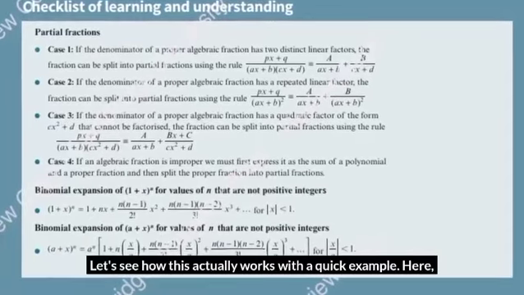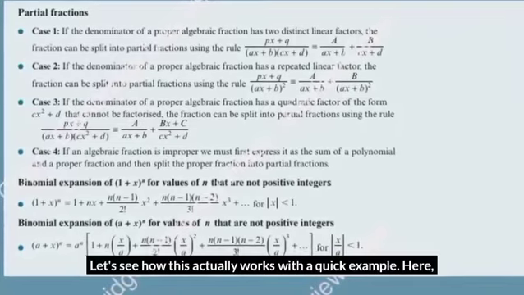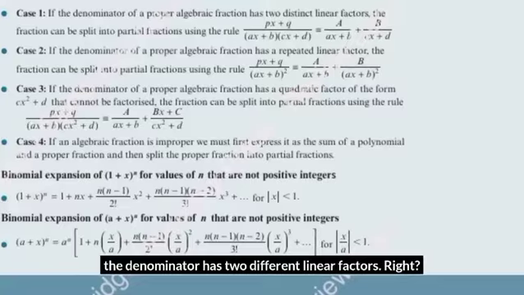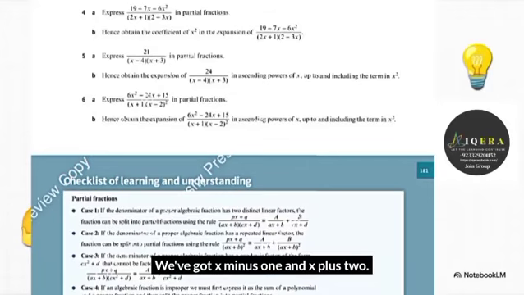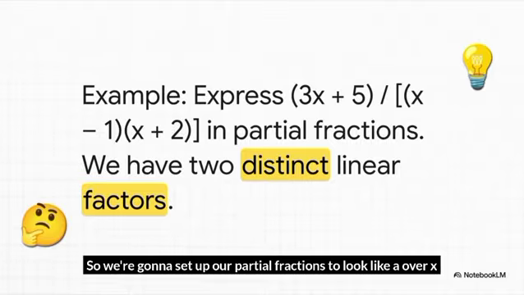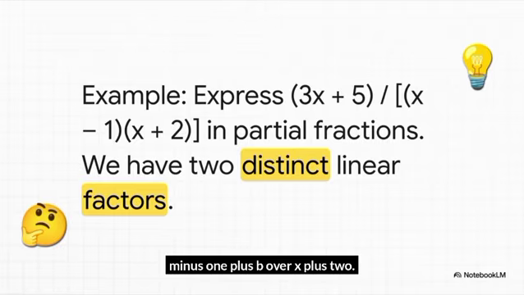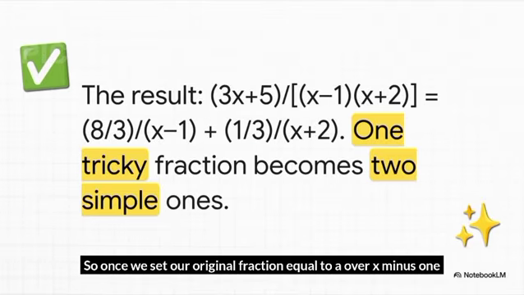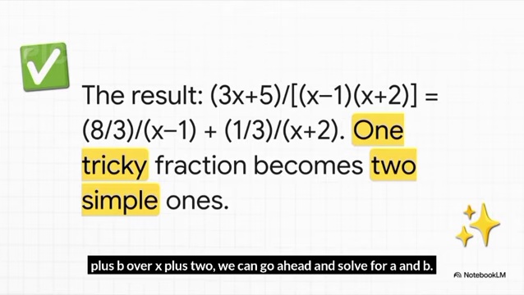Okay, let's see how this actually works with a quick example. Here, the denominator has two different linear factors, right? We've got x minus 1 and x plus 2. Looking back at our roadmap, that's a perfect match for case 1. So we're going to set up our partial fractions to look like A over x minus 1 plus B over x plus 2. Once we set our original fraction equal to that, we can go ahead and solve for A and B.